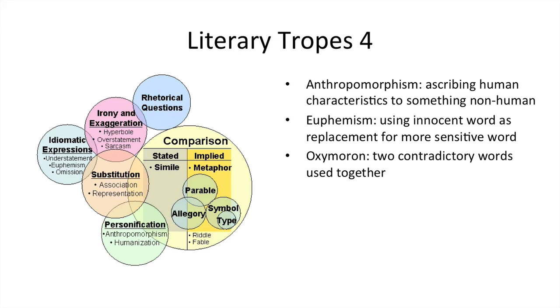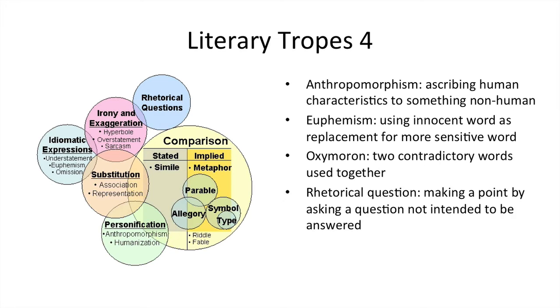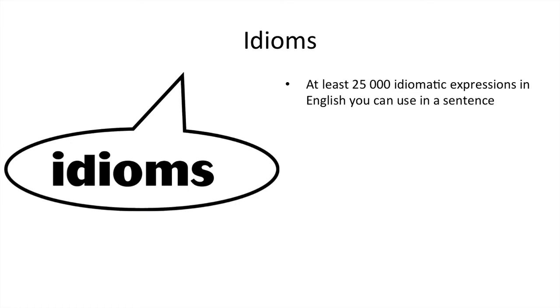Oxymoron, that's using two contradictory words together, two words that cannot be together because they contradict each other. That's an oxymoron. Can be used for comedic effect as well, claiming that something is an oxymoron when it really doesn't have to be. A rhetorical question, that's making a point by asking a question not intended to be answered, of course, because it leads the audience into agreeing with you.